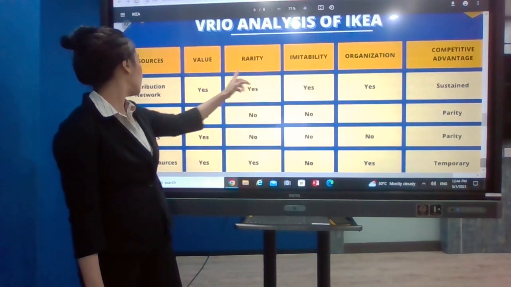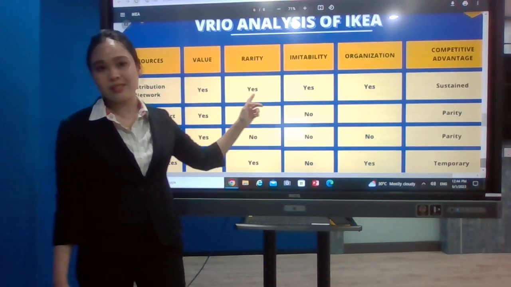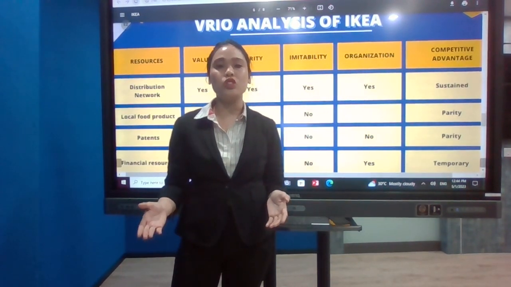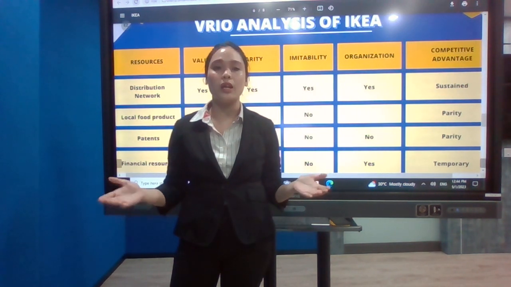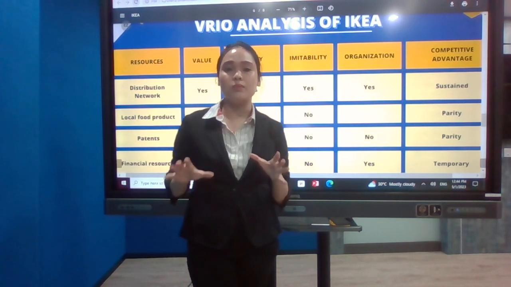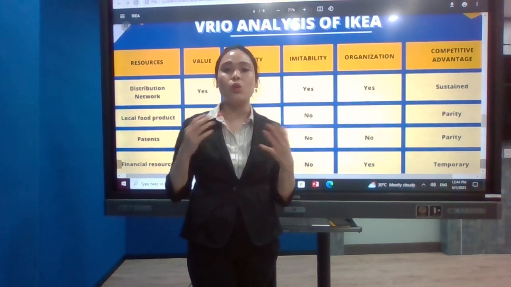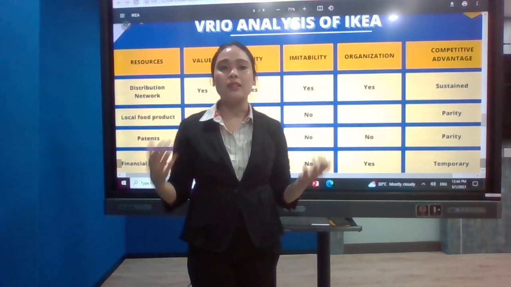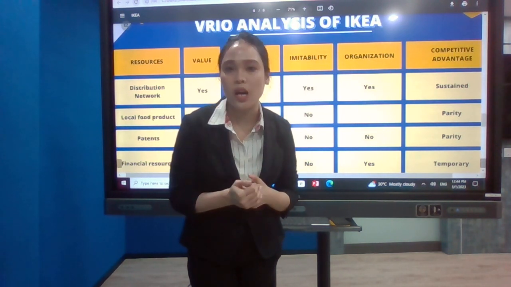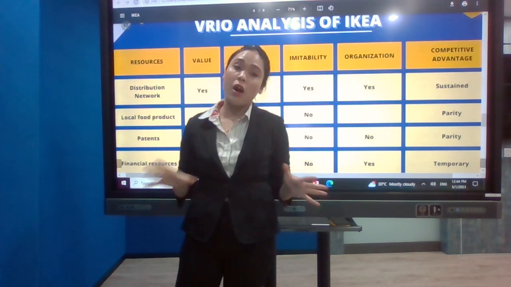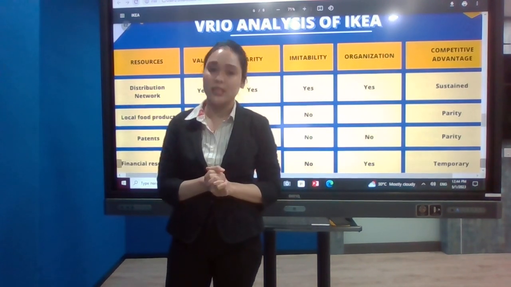Now we move to the rarity in distribution network, which is yes. So why was that? The distribution network of IKEA is a rare resource as identified by the VRIO analysis of IKEA. This is because competitors would require a lot of investment and time to come up with a better distribution network than that of IKEA. So this is also possessed by very few firms in the industry.